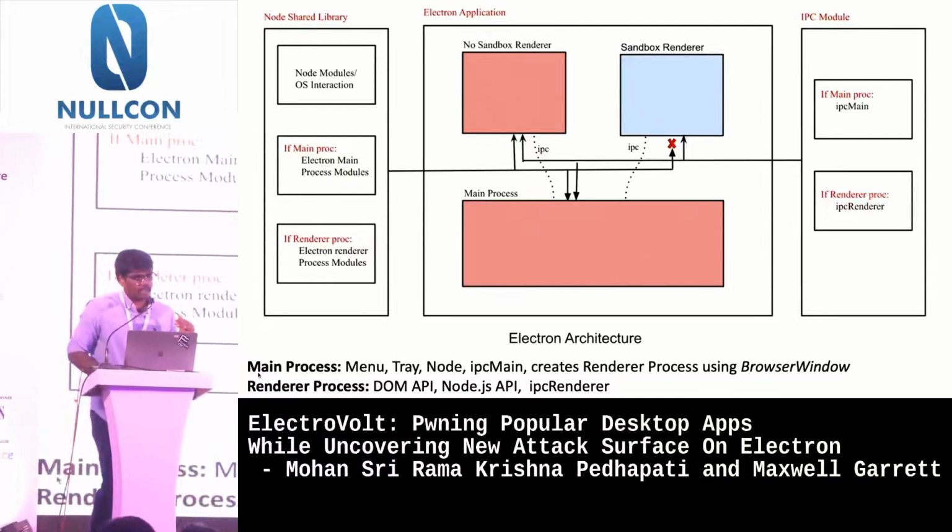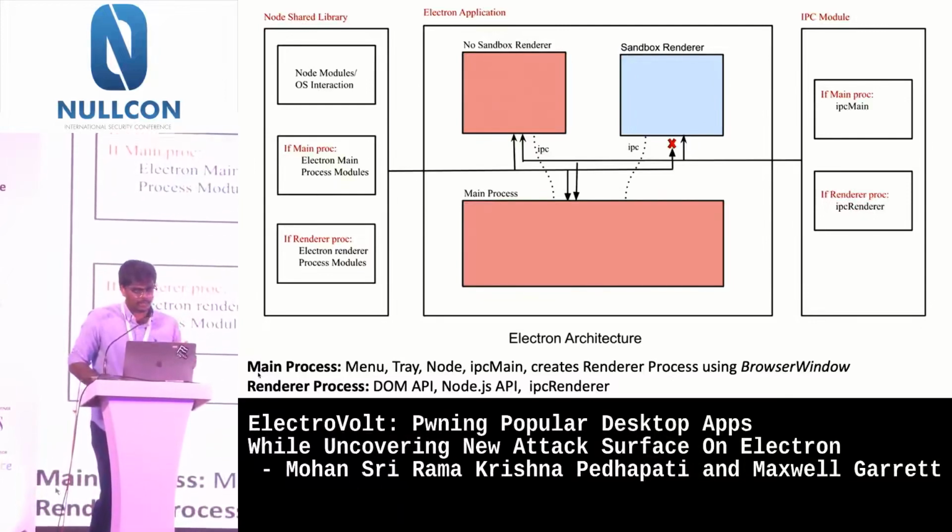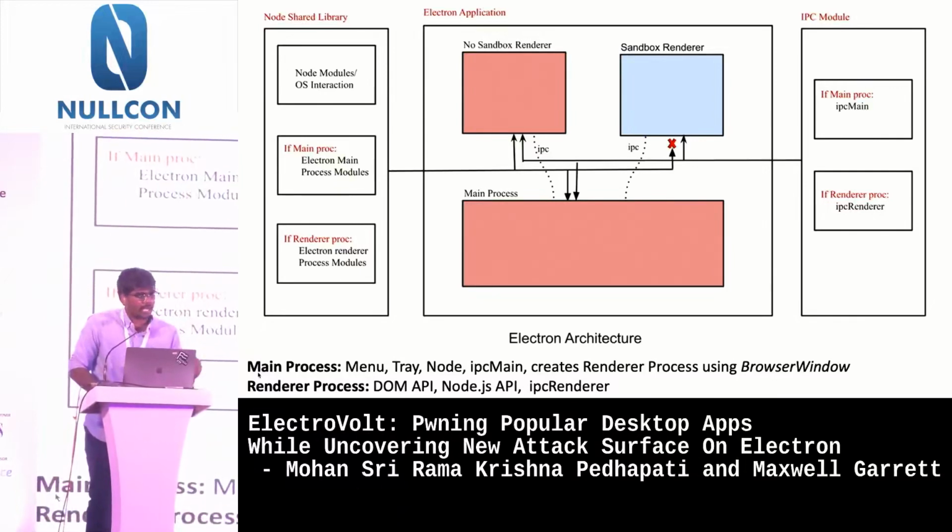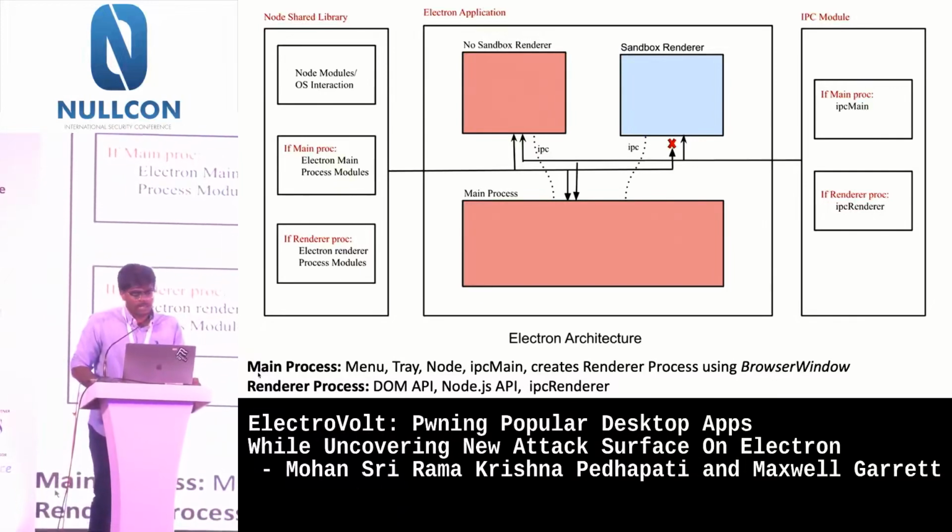The main process and the other one is the renderer process. The main process is the starting point of the Electron application. It manages the windows or renderer processes using the BrowserWindow API, and it also has access to native graphical user interface APIs such as menu, tray, and so on. And by default, the Electron main process runs in a JavaScript context with Node.js enabled.